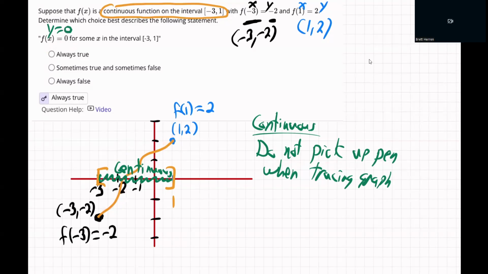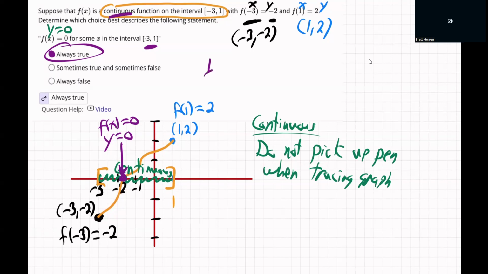A lot of this is just getting the language down. Y must be zero right here. F of x is the same as y. Remember, function values are y values. F of x, g of x, that's the same as y. They're saying y's got to be zero somewhere on that interval. Is that true? Yeah, for sure that's true, because it's a continuous function.